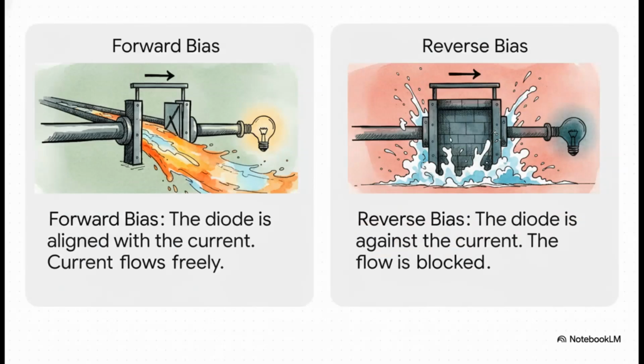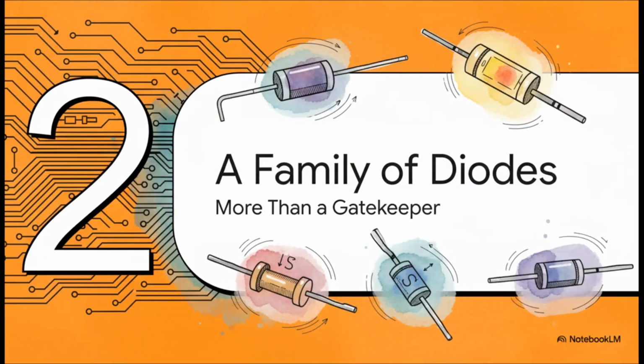So the whole thing really comes down to which way you point it. Forward bias means it's aligned with the current and traffic flows. Reverse bias means it's pointed against the current and traffic stops. This simple on-off allow or block function is the absolute foundation of what makes diodes so incredibly useful. But the story doesn't stop there, not by a long shot. It turns out diode is more like a family name, and there's a whole bunch of them, each with their own special talent. Let's meet a few.